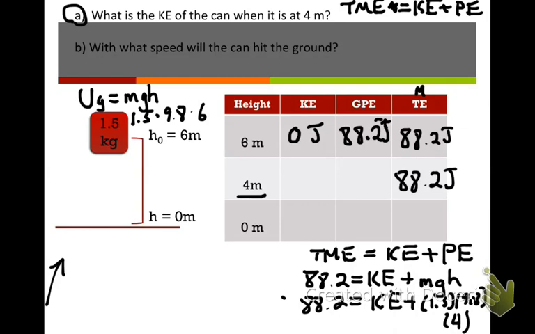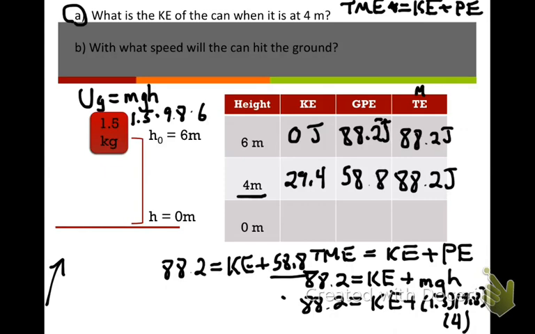All right, and it's going to give us 88.2 equal to kinetic energy plus 58.8. We're going to get a kinetic energy of 29.4. And I haven't put it in the box yet, but we solved for the potential energy. That's going to be 58.8. And this is all in joules. It's just tough for me to write in these boxes. I apologize. So for A, it asks what's the kinetic energy of the can at 4 meters. We found that right here, 29.4 joules for A.